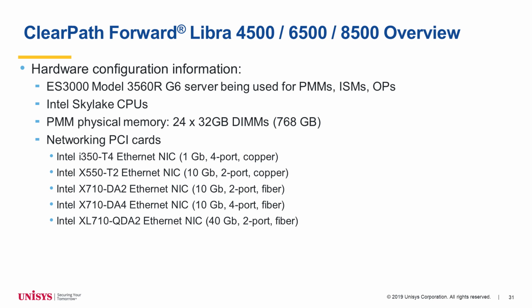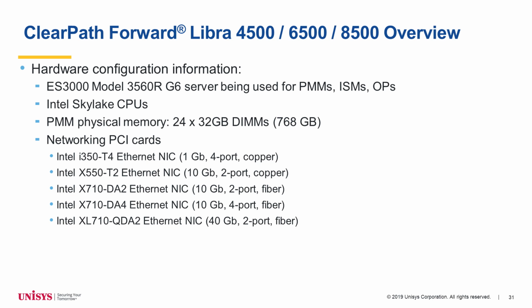When we first released, we had a different server as the op server, but we've since changed it to the 3560R G6, and those again are running on Intel Skylake CPUs. The PMM physical memory is 24 by 32 DIMMs, so that's an increase over prior models, and we have a number of networking PCI cards that can be used. So the number of ports that you'll have available to you will vary depending upon how you configure the cards in your Libra system. So you can have a dual port or quad port, either copper or fiber channel cards.